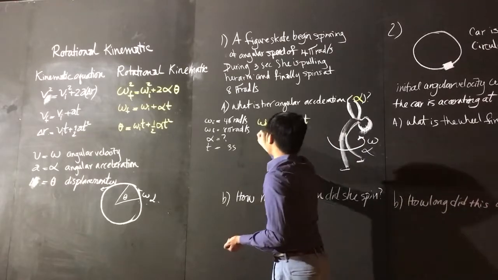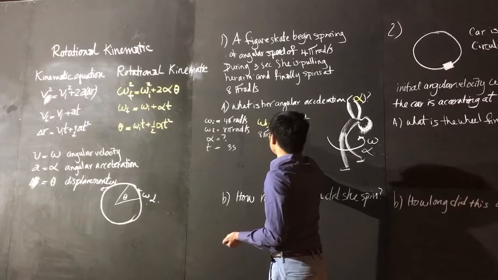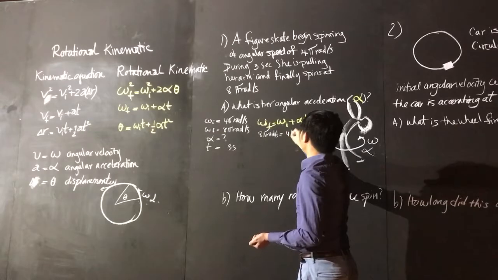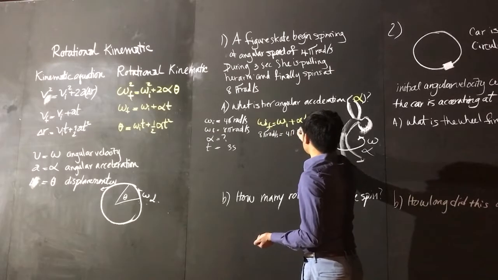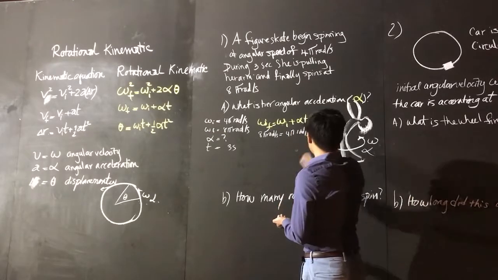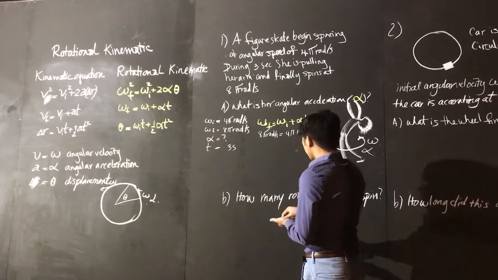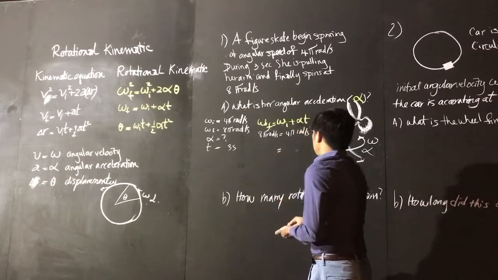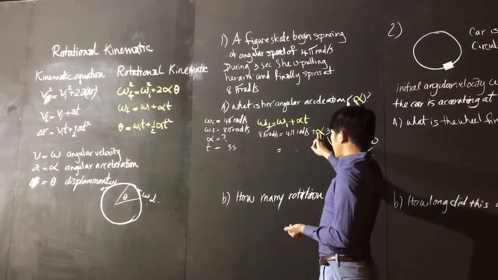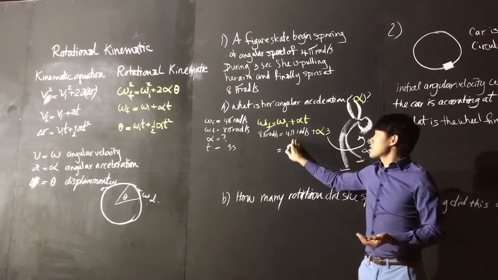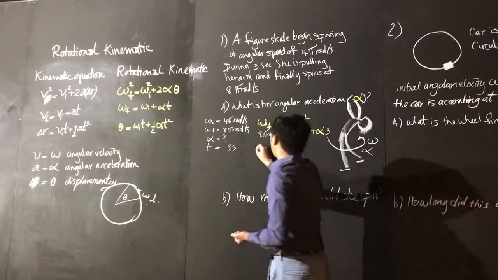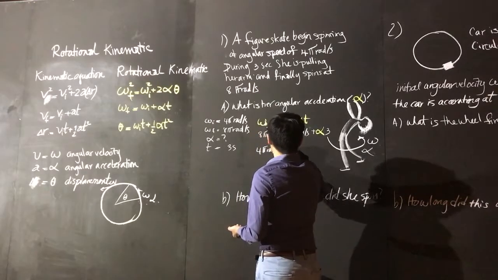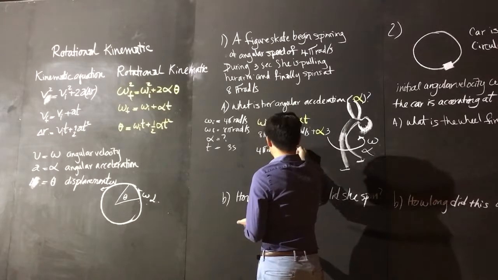So what do we know? It's 8 pi radians per second. What do we do over here? That's 4 pi radians per second plus this term. Do we know the time? 3 seconds. Now I'm trying to solve for this one. I'm going to combine the terms, this one and this one, so it would be only 4 pi radians per second, and I have 3 seconds.